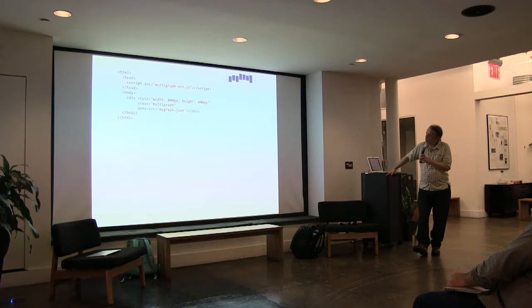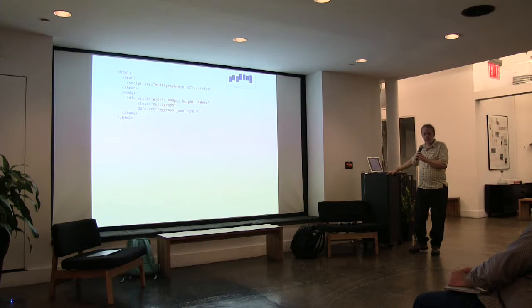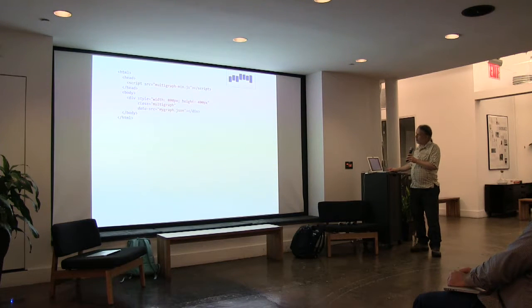I'm just going to go through real quickly what it looks like to put one of these graphs in a web page. In the simplest way, you just make an HTML file that loads in the multigraph JavaScript file and creates a div object, and you point the div object at a file that contains a configuration description of the graph, and you give it a width and a height and a class of multigraph, and it makes the graph.